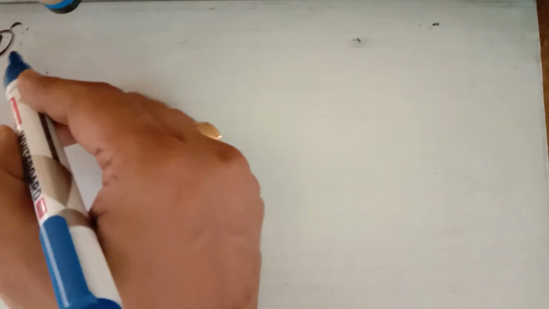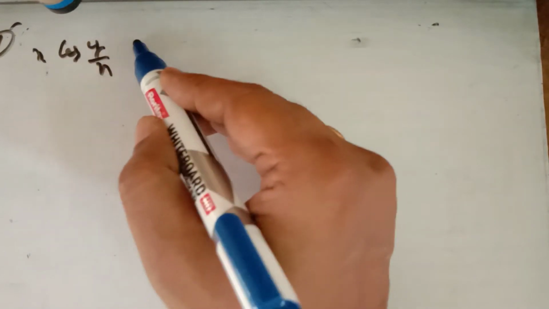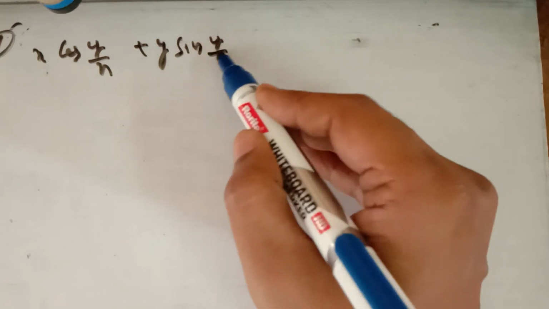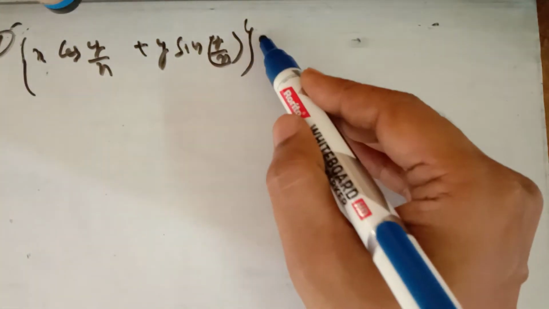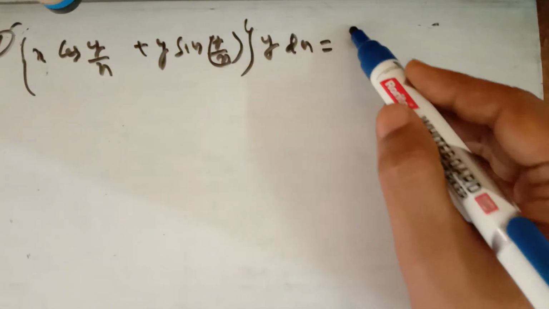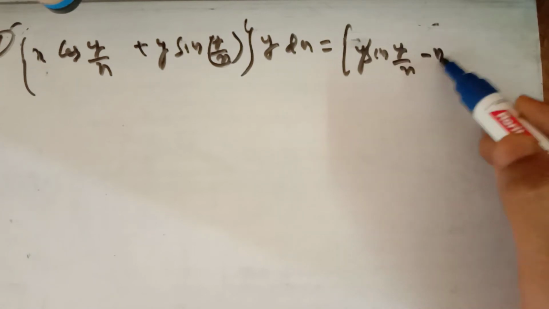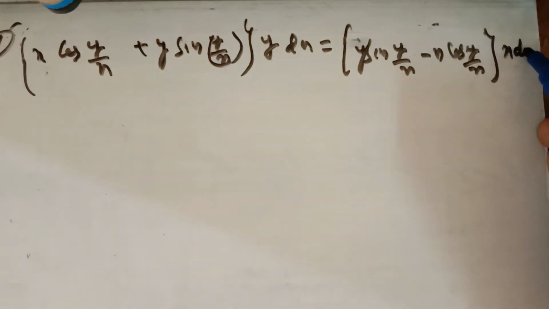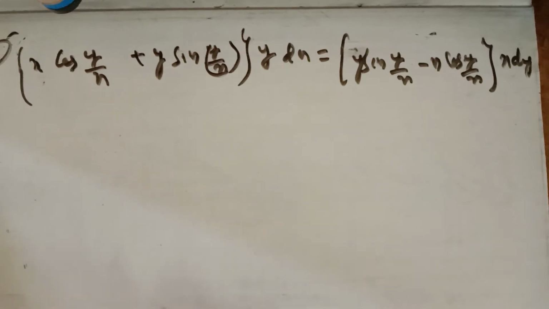Now in question number 7, it is looking like a very big question, but after putting y is equal to vx, you will get a simple integration if you see it very carefully. So I am converting it into a homogeneous equation: (y sin(y/x) minus x cos(y/x)) times x dy. So this is the equation. First of all, I'll prove that it is a homogeneous differential equation.